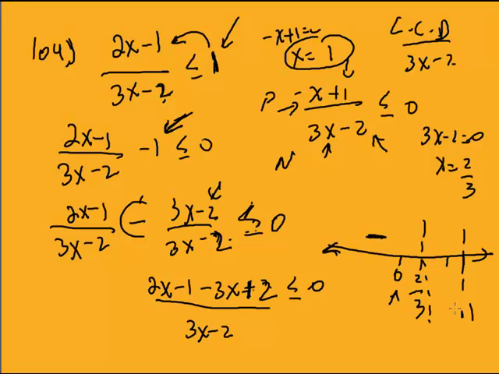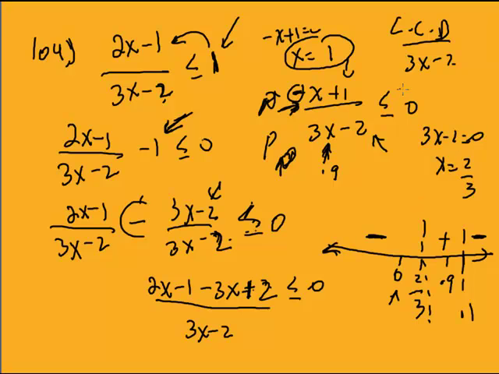Then we'll pick a number between 2/3 and 1. So how about 0.9? If I put 0.9 on the top, that's negative 0.9 plus 1, so the top is positive. If I put 0.9 in the bottom, 0.9 times 3 is almost 3, so it'll be bigger than 2, so it's going to be positive also. So positive over positive is positive. And then when I go to the right side and I put a billion, the top is negative because of the negative sign, and the bottom is positive, so it becomes negative. So on the far side it's going to be negative.